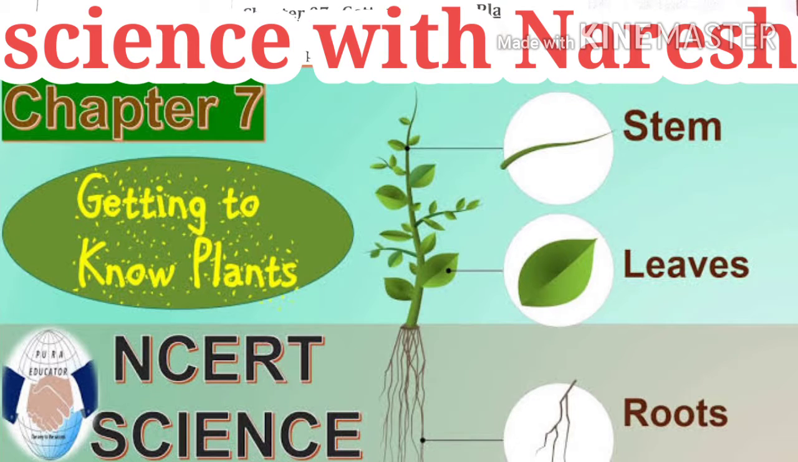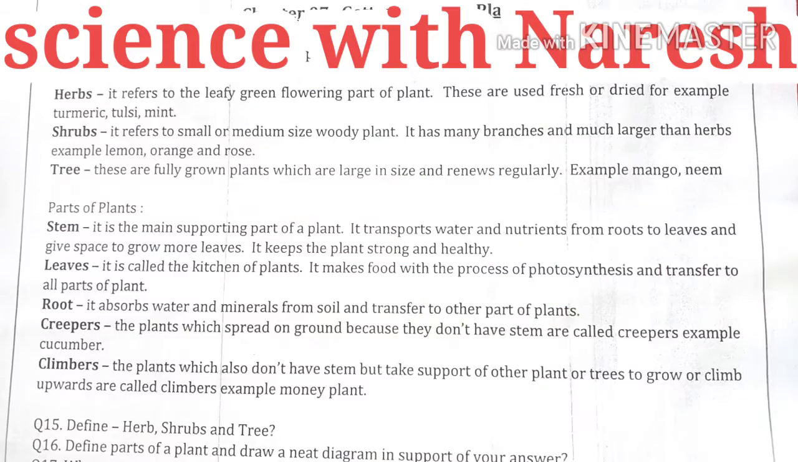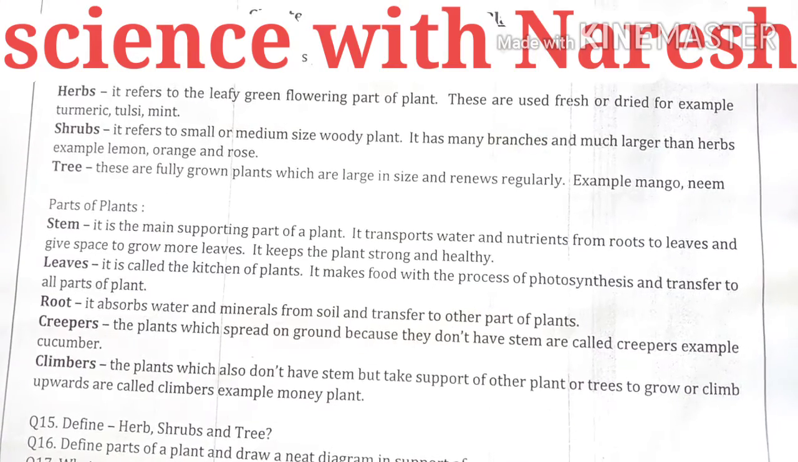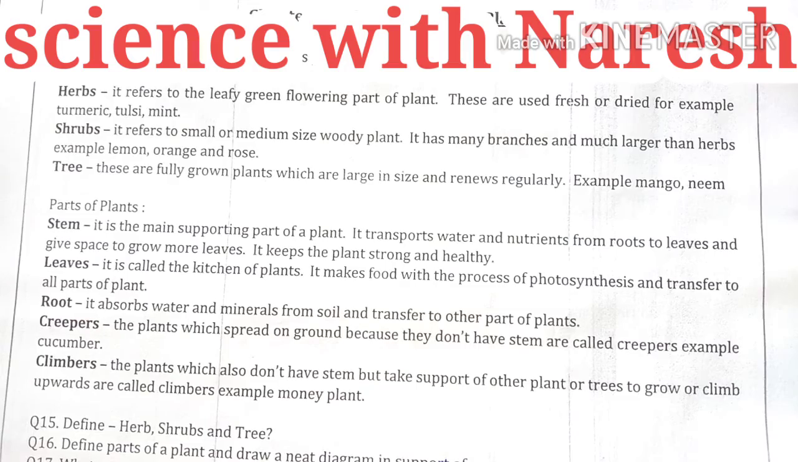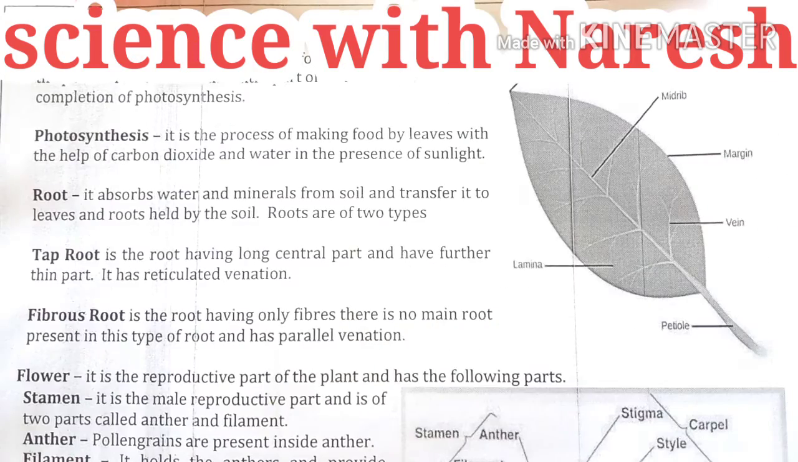Today we are moving on in our seventh chapter, Getting to Know Plants. In our last class, we have discussed the herbs, shrubs, and trees, and the parts of plant like stem, leaf, root, creepers, and climbers. Hope you understood the earlier class. Today, moving on to the next part of this chapter, starting from the leaves.